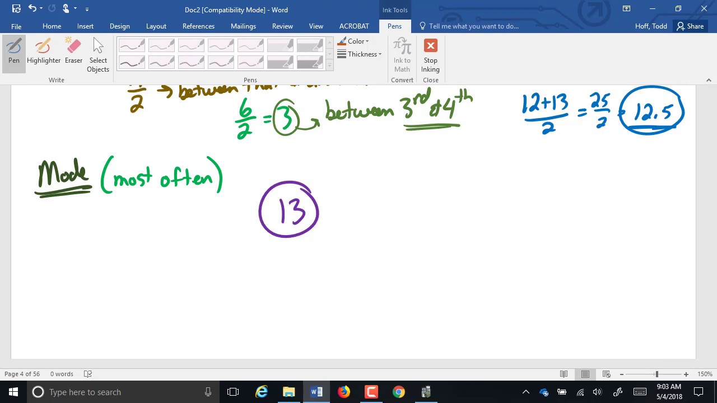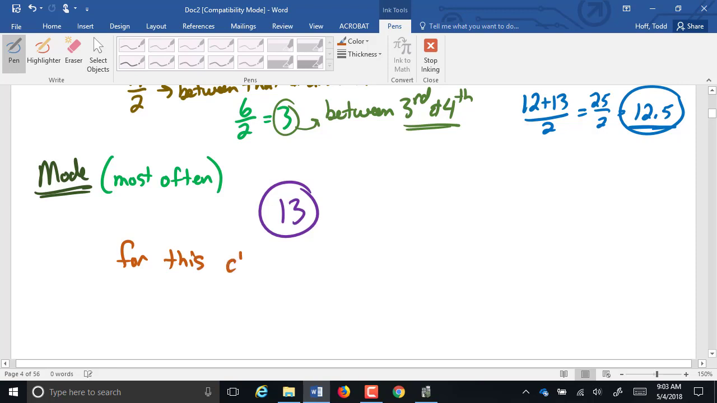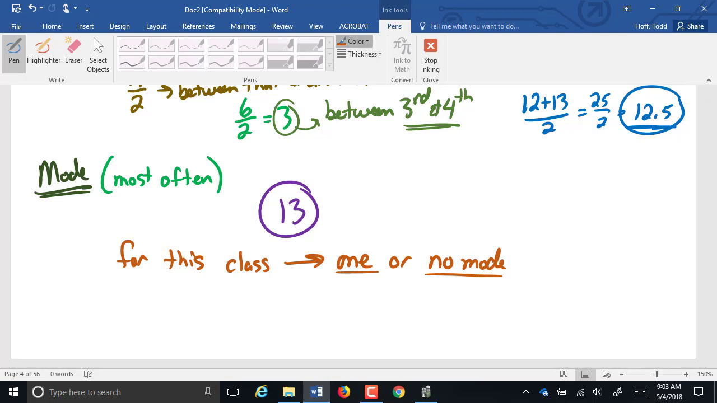And a lot of times there aren't any numbers that are repeated more than once, or there's 2 numbers that are repeated twice. This is where that different schools of thought come in. Some textbooks would say you can have 2 modes, you can be bimodal. Other textbooks would say if you have a large data set, you can have multiple modes. For this class, there's either one mode or there is no mode. So if there isn't one single number that appears most often, there is no mode.